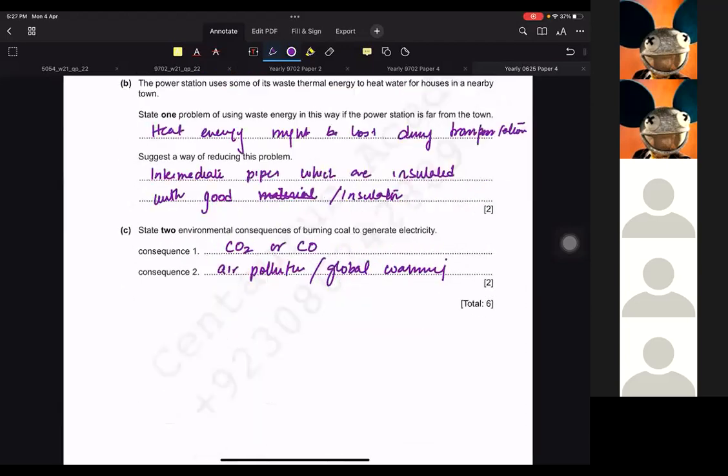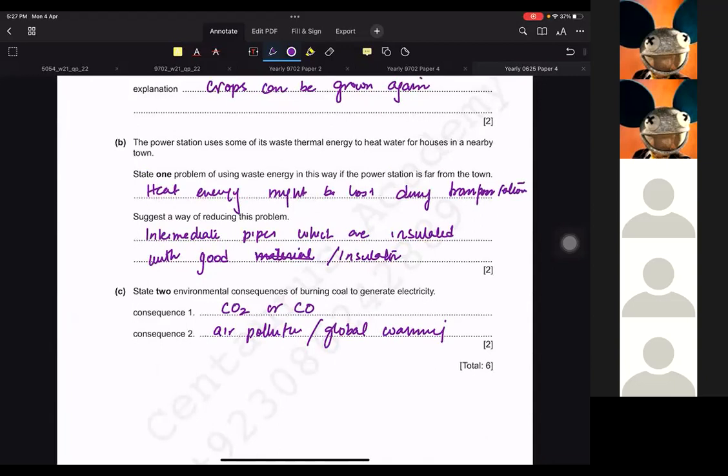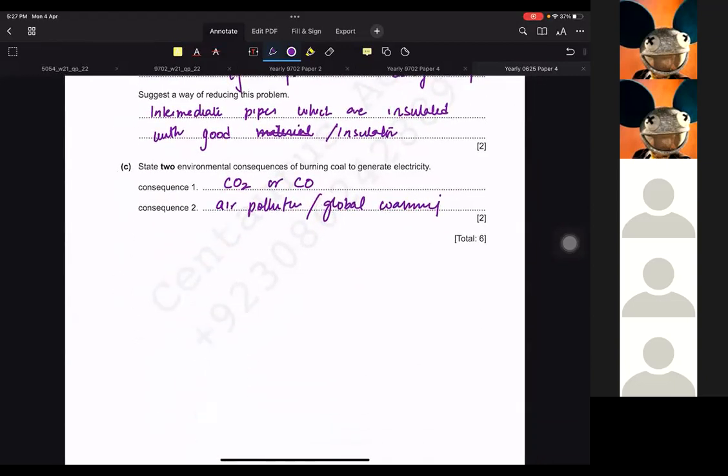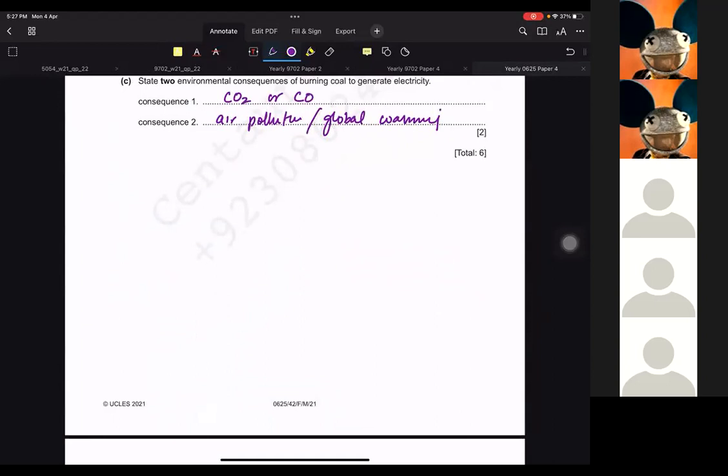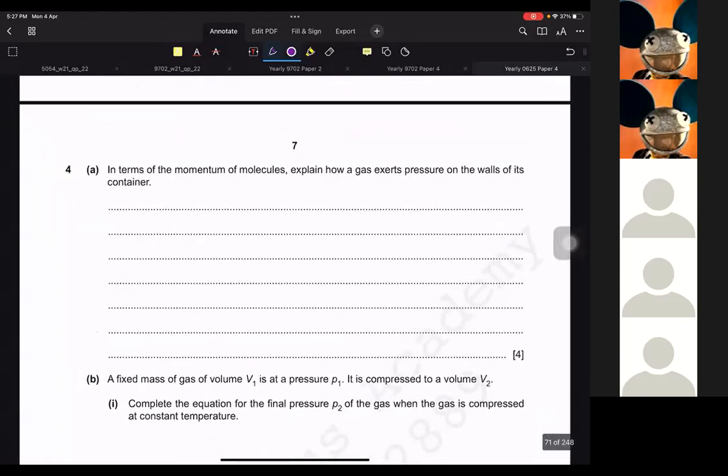All right. Now, yes, Hadia. Acid rain is fine. That's correct. Okay. Anything that has an environmental effect. Now, question number 4. It says momentum.